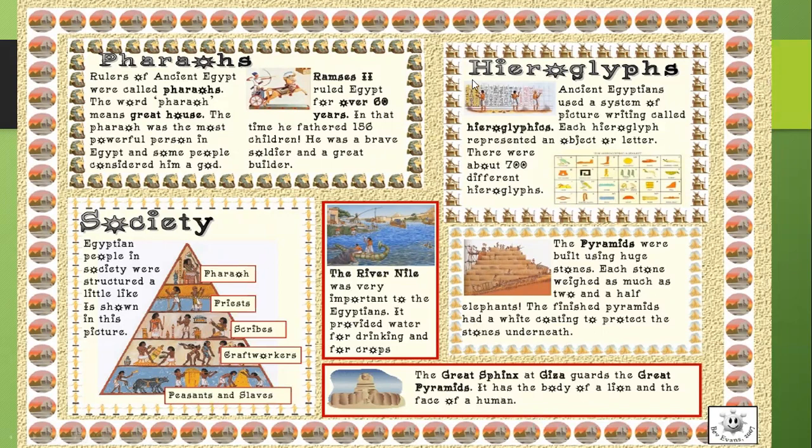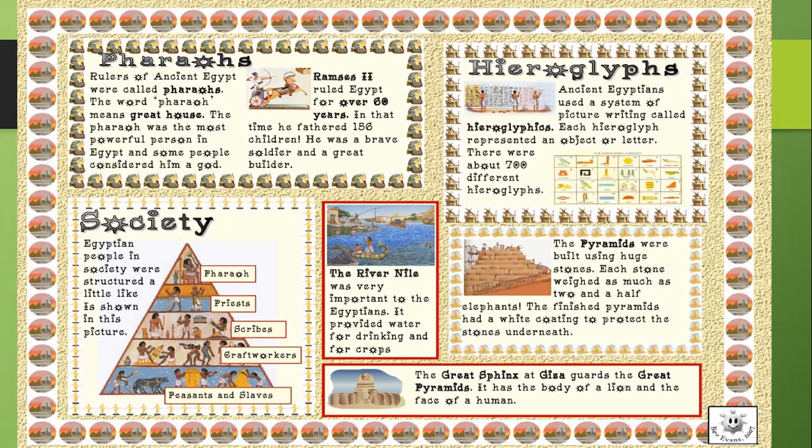So next on, you have the priests. The priests were very highly revered, so they were right under the pharaoh. And then you would have scribes, the people who were taking down all the text. Then you have craft workers. Then you have the peasants and slaves. So that is how the society was built.